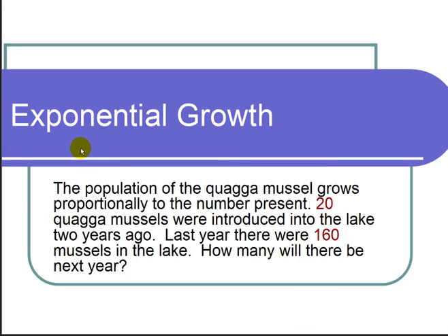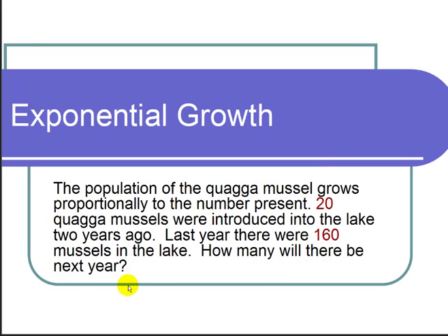This is a video on exponential growth problems. The question states, the population of the quagga mussel grows proportionally to the number present. 20 quagga mussels were introduced into the lake 2 years ago. Last year, there were 160 mussels in the lake. How many will there be next year?